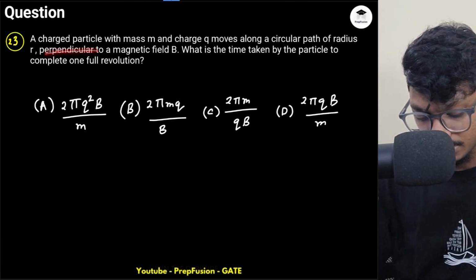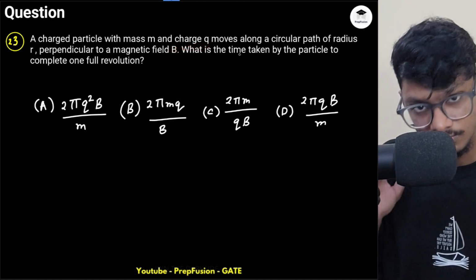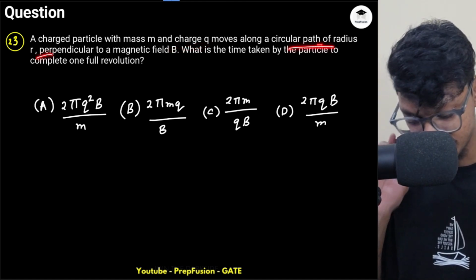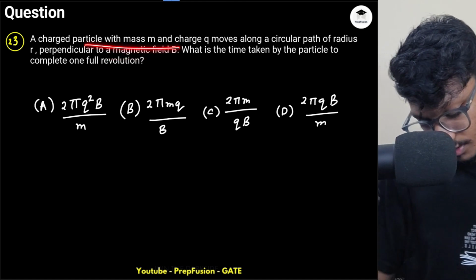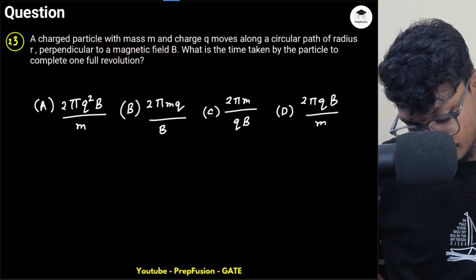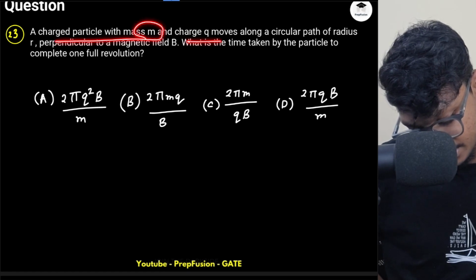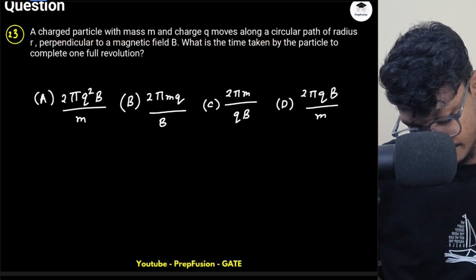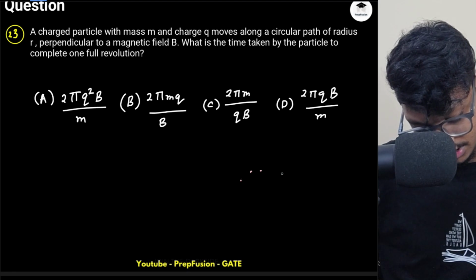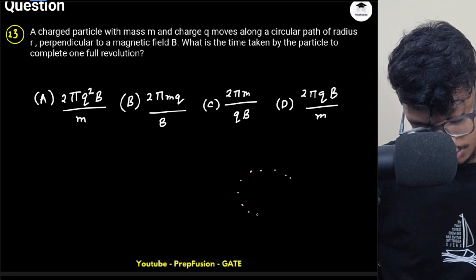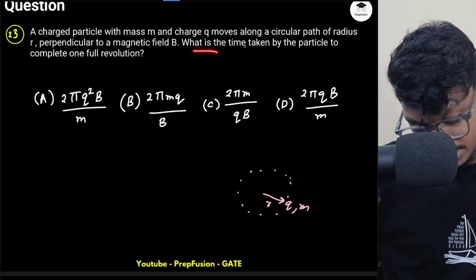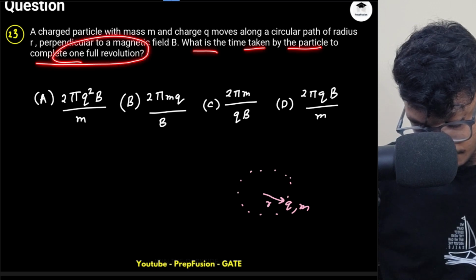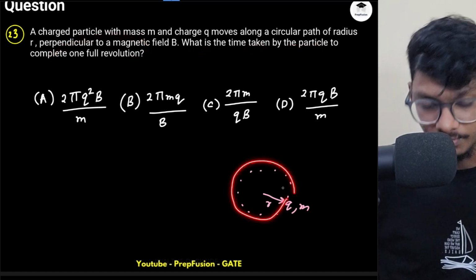A charged particle with mass m and charge q moves along a circular path of radius r, perpendicular to a magnetic field B. This is the situation they are talking about. It's not perfect, but this is r, this is q and m. What is the time taken by the particle to complete one full revolution? What will be the time taken to complete one full revolution?